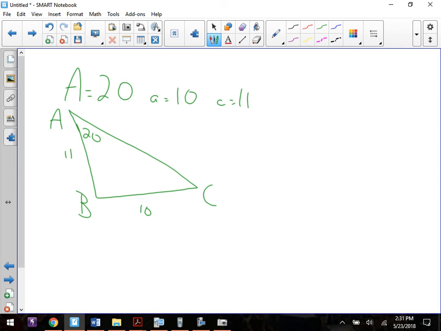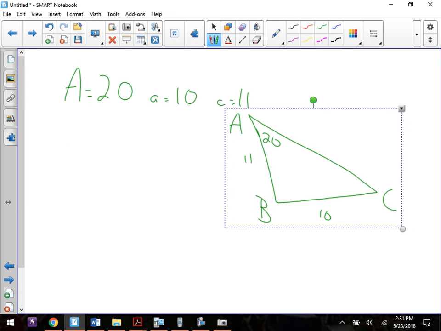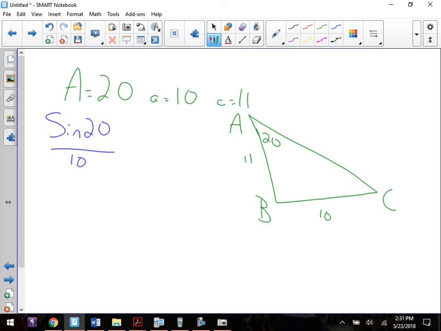So in this case, what is it forcing you to find first? Angle C. So this is forcing us to find angle C to start. So we write it out. We have the sine of 20 is to 10 as the sine of C is to 11. Which means all I have to do is move the 11 up over and do some math.